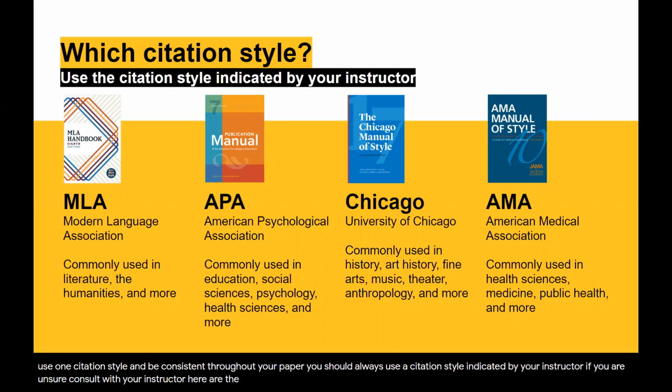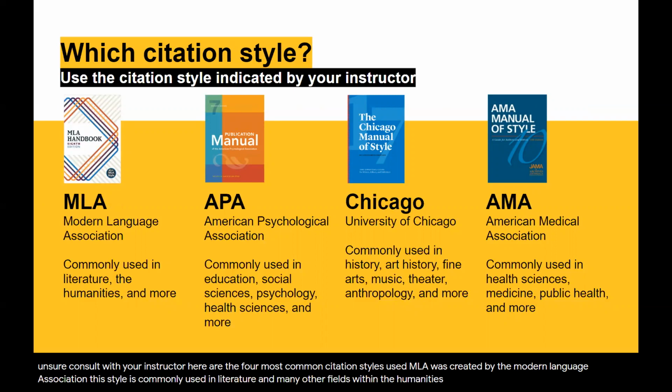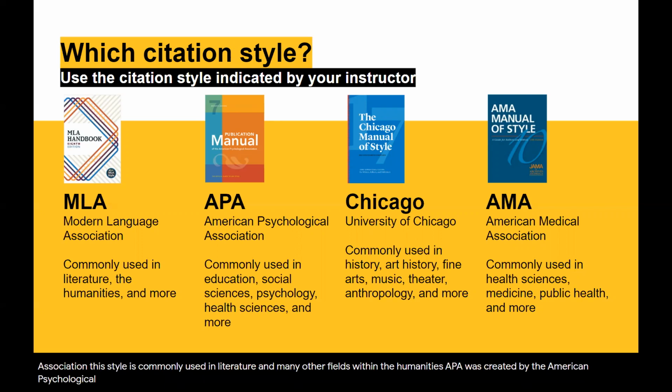Here are the 4 most common citation styles used. MLA was created by the Modern Language Association. This style is commonly used in literature and many other fields within the humanities. APA was created by the American Psychological Association. Like its name indicates, it is used in the field of psychology, as well as other fields in the social sciences, health sciences, and education.